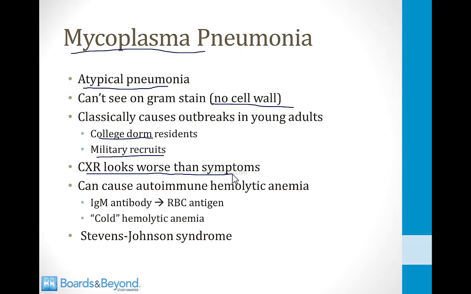Two special things to know about Mycoplasma pneumonia are that it can cause anemia and skin disease. The anemia is an autoimmune hemolytic anemia. There's an IgM antibody produced from infection that attacks red blood cells. This is an example of a cold hemolytic anemia. There are both warm and cold anemias, and this is a cold one.